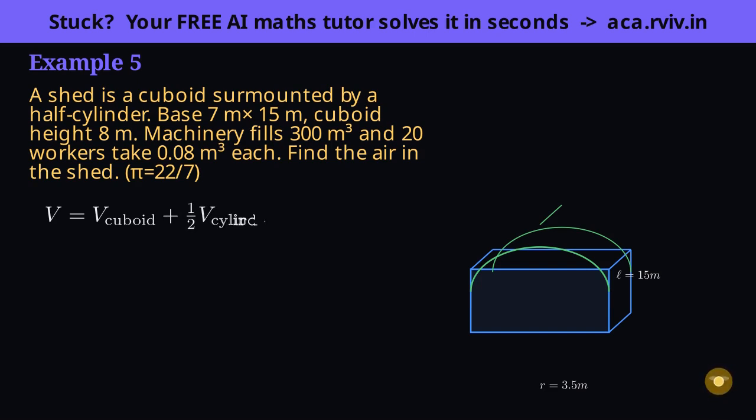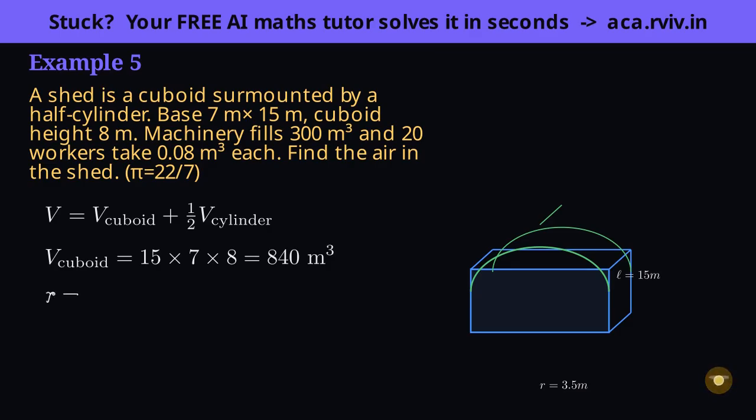So the shed's total air is the box-shaped cuboid plus the half-cylinder roof lying on top. Take the cuboid first. Its volume is simply length times breadth times height, 15 by 7 by 8, which is 840 cubic meters of boxy air.